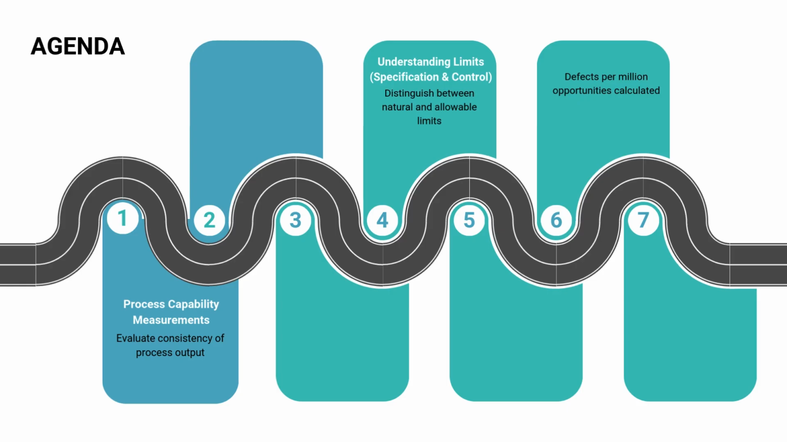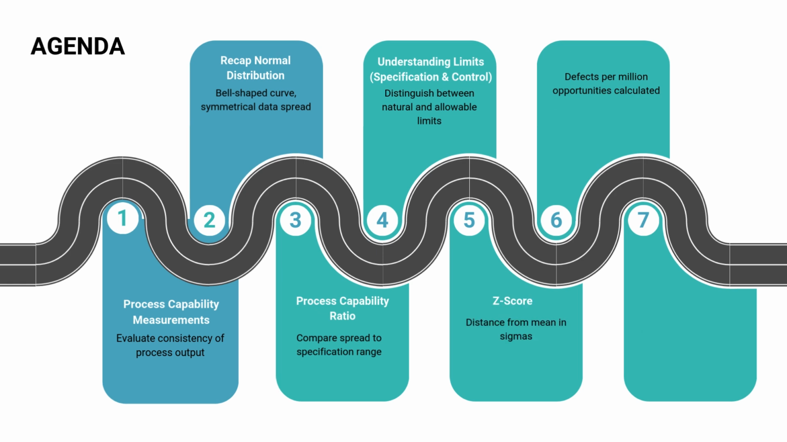Process capability measurements evaluate consistency of process output. Recap normal distribution: bell-shaped curve, symmetrical data spread. Process capability ratio: compare spread to specification range. Understanding limits, specification and control. Distinguish between natural and allowable limits. Z-score: distance from mean in sigmas. DPMO: defects per million opportunities calculated. Cp and Cpk: measure potential and actual capability.